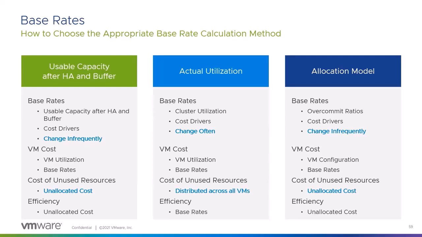On the other hand, when you look at the middle here, the actual utilization mode, this one actually looks at the base rates, and it defines the base rates based on the cluster's utilization. So if the cluster has high utilization, your base rates will be lower. If the cluster has low utilization, your base rates would be higher. So it can vary from day to day because the utilization of the cluster changes from day to day. The VM cost itself still functions the same way, so it's the utilization times the base rate.